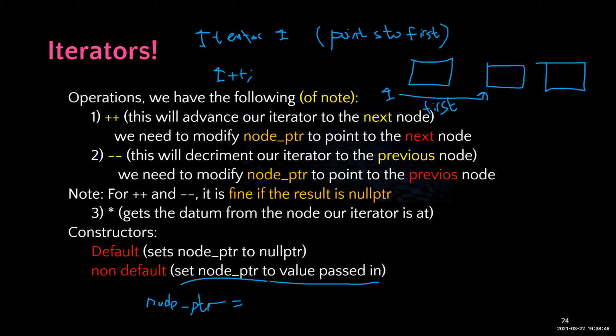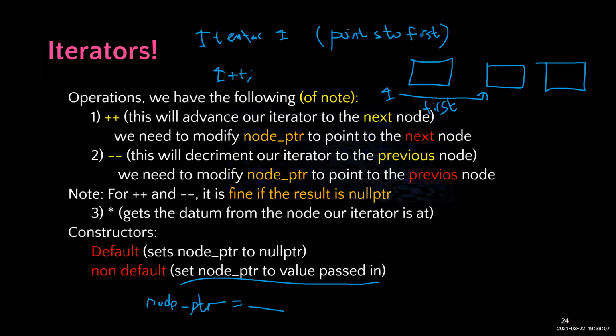Yeah, so we would just put the node here, right? We don't need the address of the node because remember that the node is going to be a node pointer that we're passing in. Right? If we're passing in a node pointer, the address of something, and we say node pointer equals that, we're saying node pointer is going to point to that.